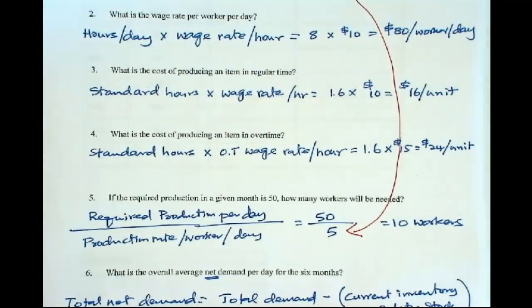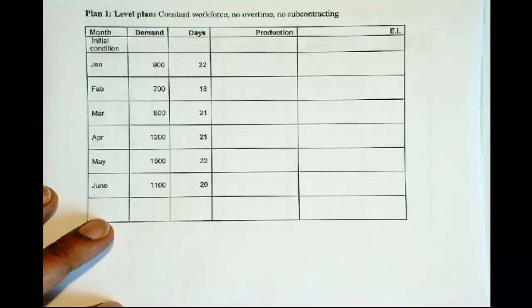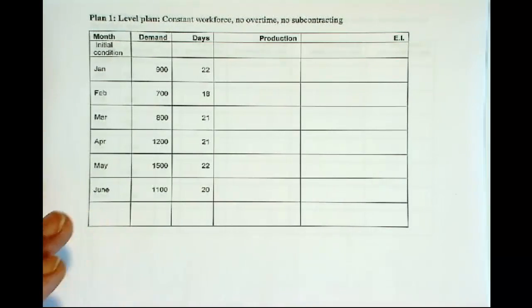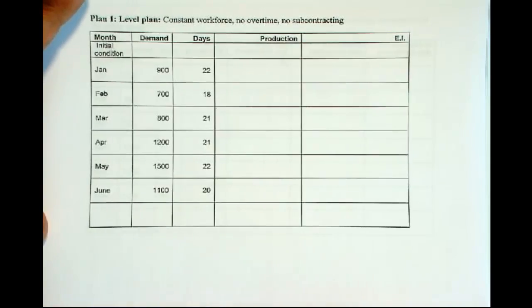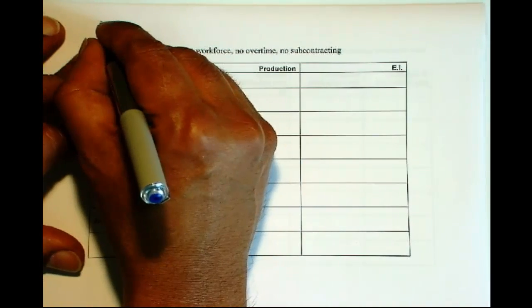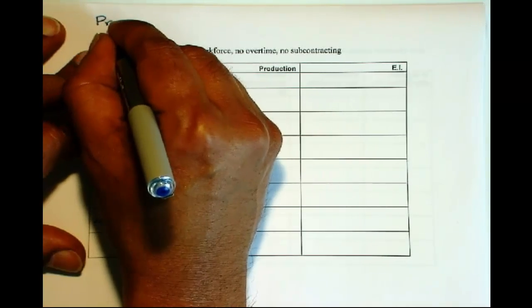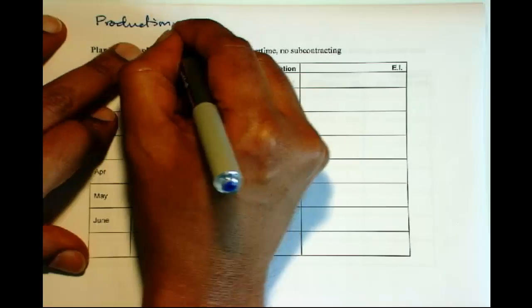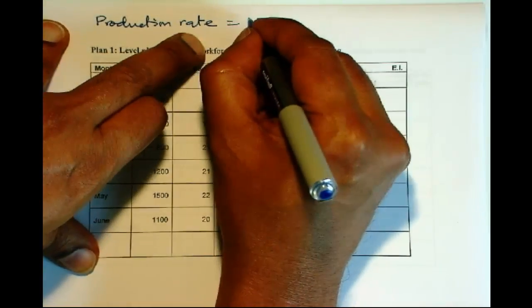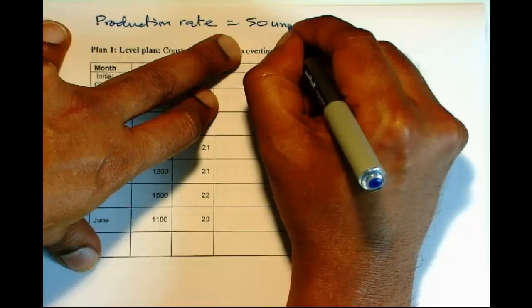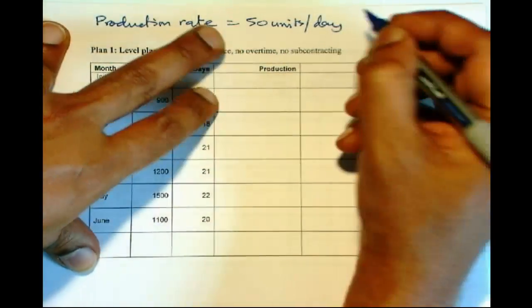So now let's look at the different plans. The first plan is a level plan with constant workforce, no overtime, no subcontracting. Okay, so remember, the production rate is 50 units per day. So this is from the previous page.